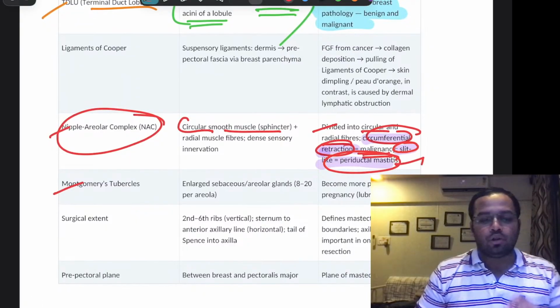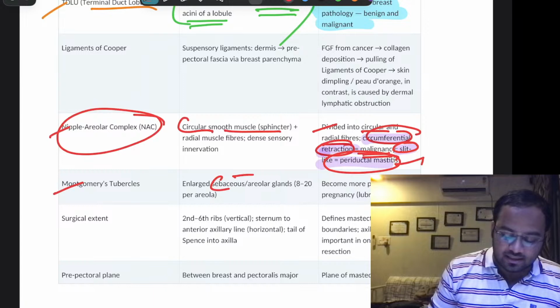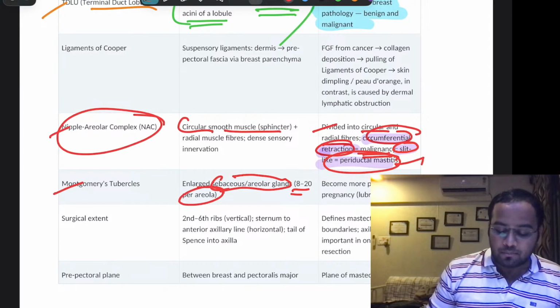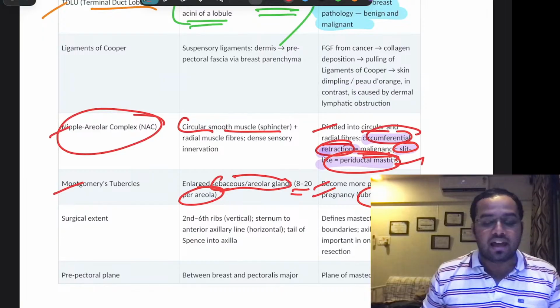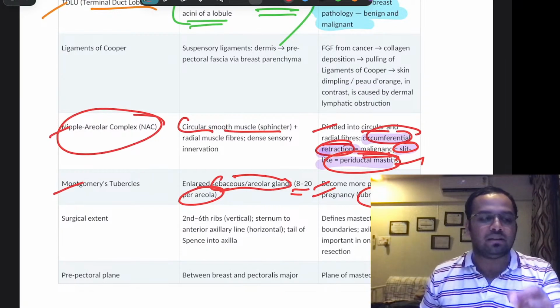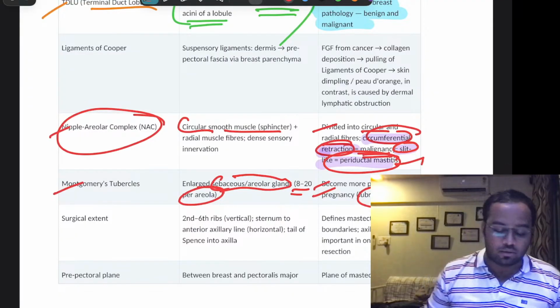Montgomery tubercles. To lubricate the nipple areola complex, there are small glands. These are the sebaceous glands or the areolar glands, which are 8 to 20 per areola, and these are going to become more prominent during pregnancy. Why? Because they are going to lubricate the nipple and areola to prevent cracking and fissuring, because the mother is going to secrete the milk. So to prevent the cracking and fissuring, these Montgomery tubercles are going to work hard.